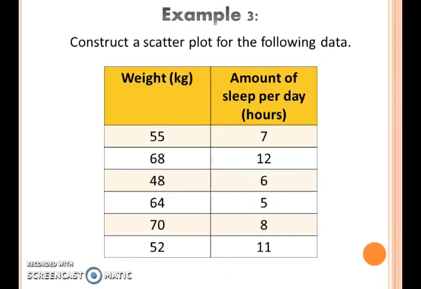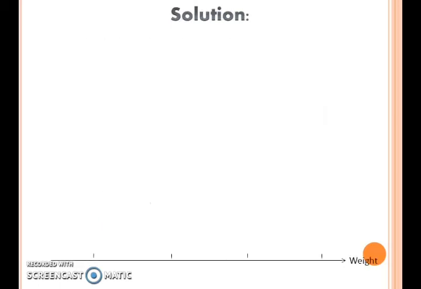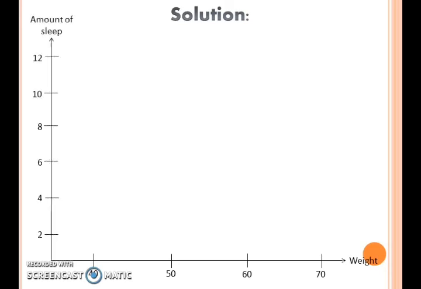Last but not least, let's look at example 3. For this data, weight is the independent variable, while the amount of sleep per day is the dependent variable. So plot weight on the horizontal axis and the amount of sleep on the vertical axis.